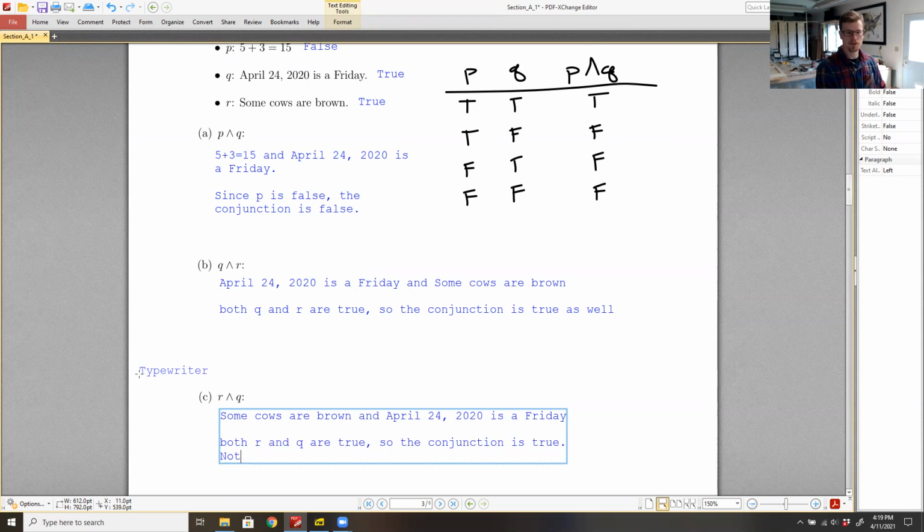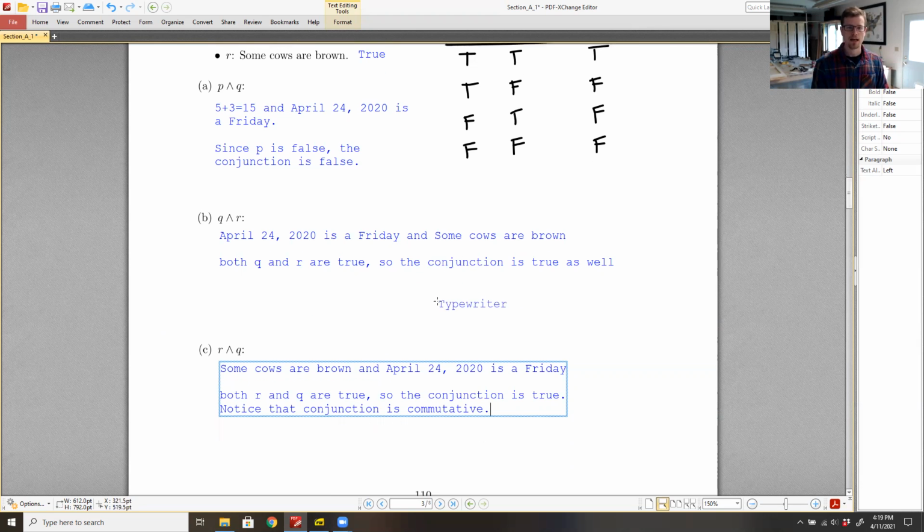So what we want to notice here is that conjunction is commutative. It doesn't matter what order you write the conjunction in, they're going to be the same thing. Excellent. So that's conjunction. We combine the two, and the conjunction is true when both of them are true.